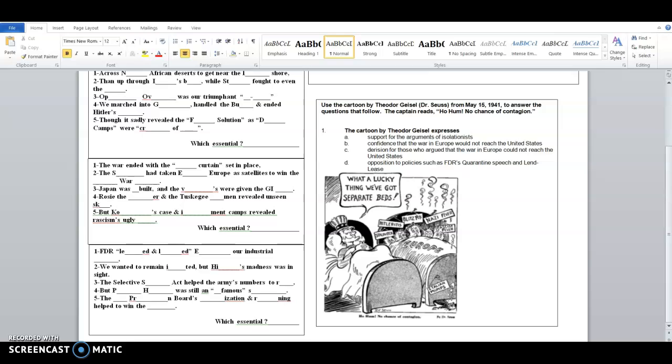Here's the last limerick on the bottom left, along with the Dr. Seuss cartoon from May 15th, 1941. Catch the date.